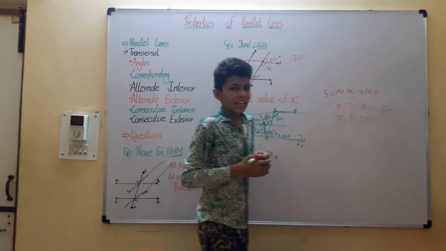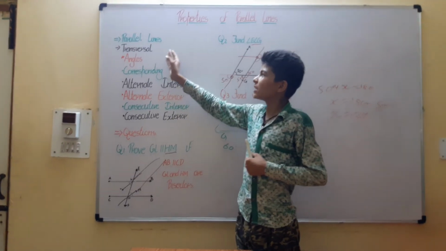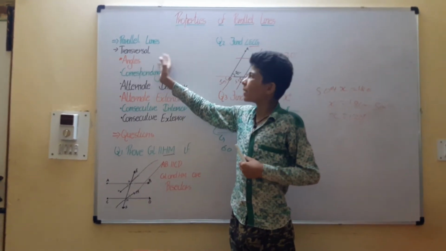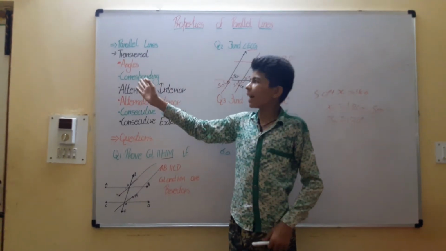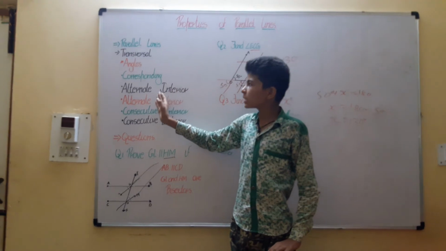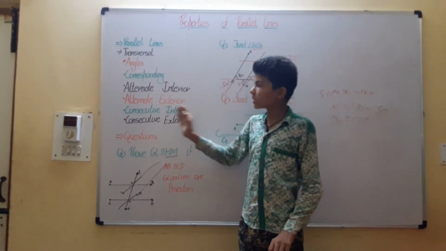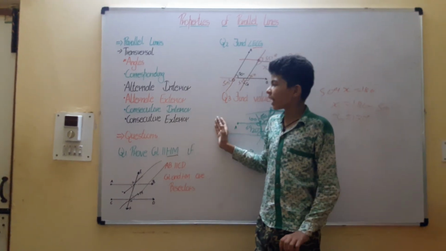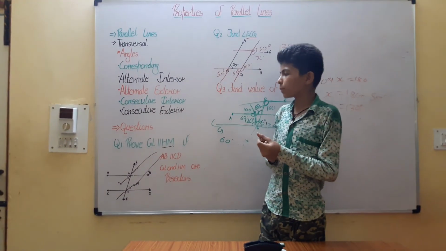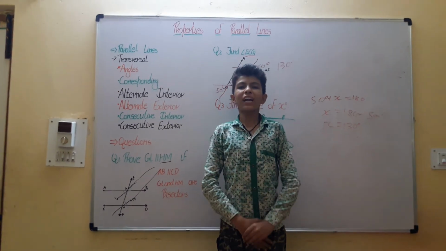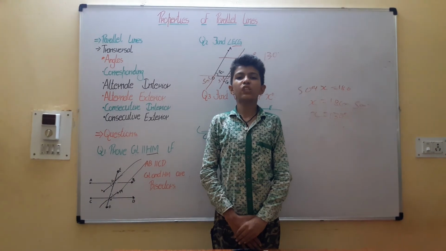So friends, let's revise what we have learned today. We learned about parallel lines, the properties of parallel lines, transversals, and what angles are formed by this: corresponding angles, alternate interior angles, alternate exterior angles, consecutive interior angles, consecutive exterior angles, and at the last we solved some questions. So friends, I hope that you liked this video, and at the last, thanks for watching.